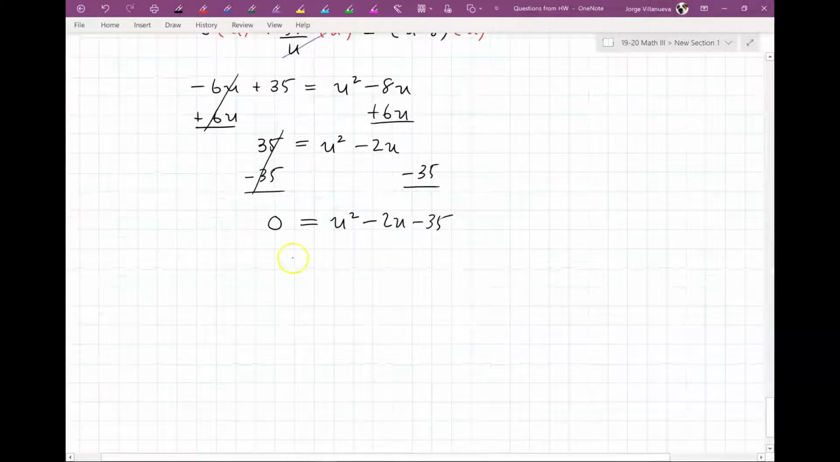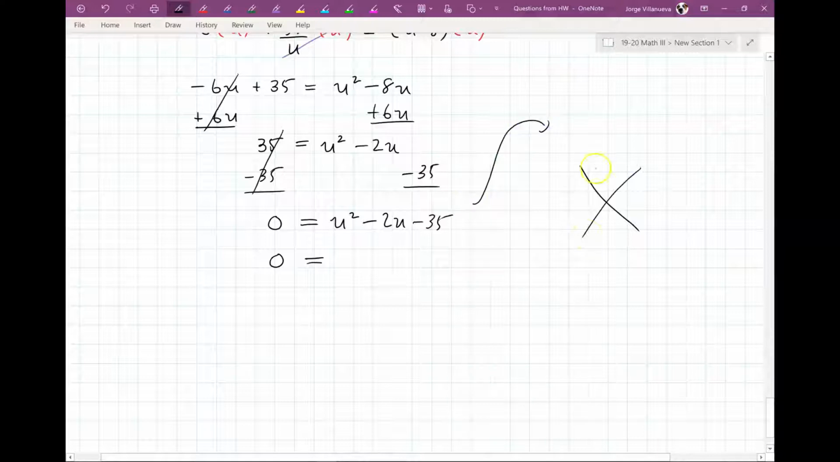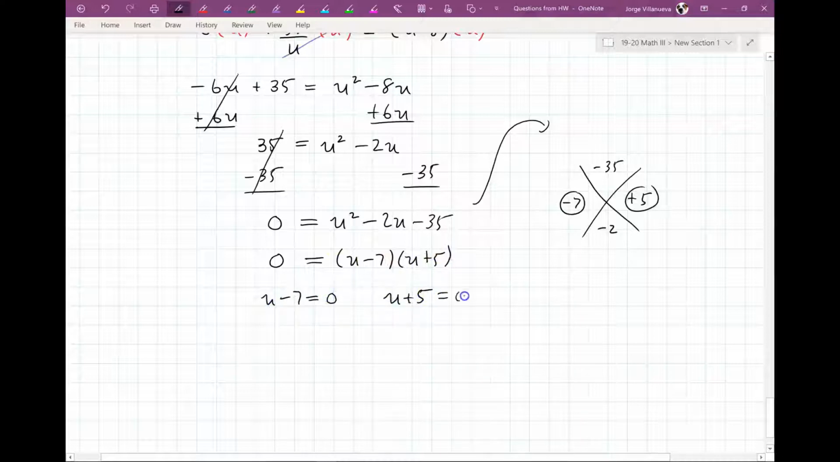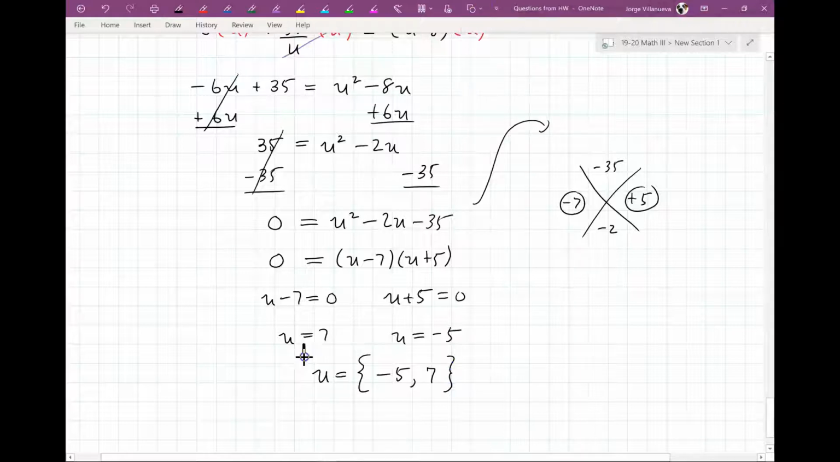Now, in order to solve this, we're just going to factor using the x method. So by x method, this will become a negative 35 up here and a negative 2 here, which makes that a negative 7 and a positive 5. So this would be u minus 7, u plus 5. So u minus 7 would be equal to 0, or u plus 5 has to equal 0. So either u equals 7 or u equals negative 5. So just to write it out properly, negative 5 and 7 are the correct answers.